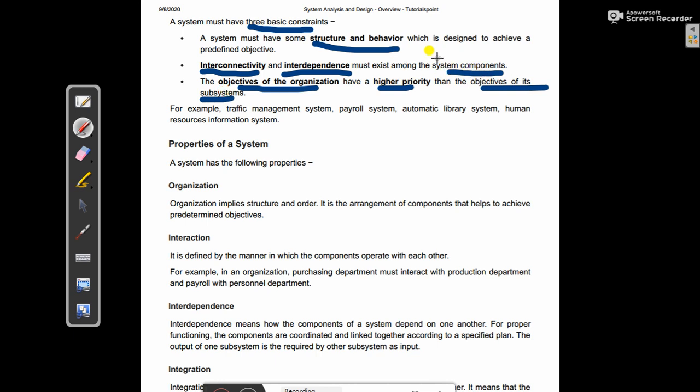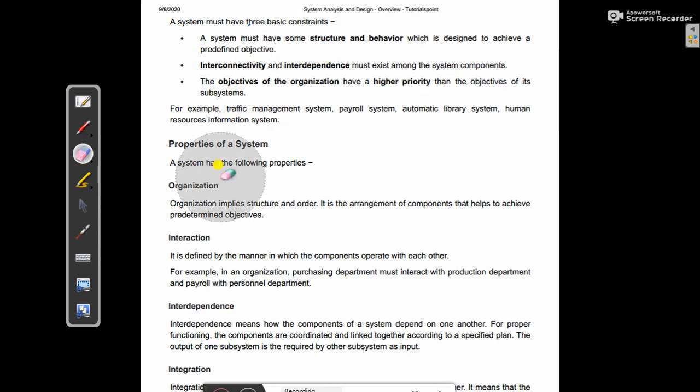It means there might be lots of components in a single system, but we do not give higher priority to the subsystems, we give higher priority to the whole organization or the whole system, the objective of the whole system. So for example, traffic management system, payroll system, automatic library system, human resource information system, these are some examples.